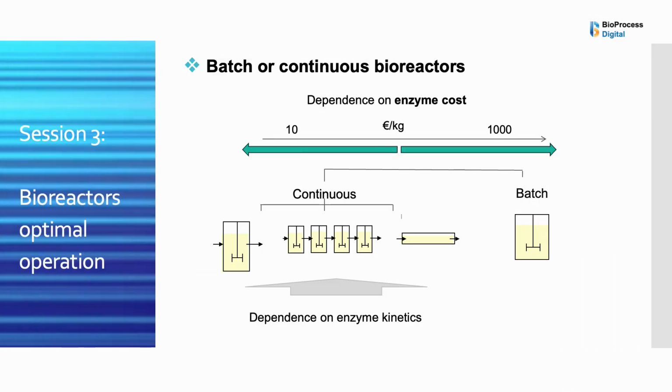Compared to simple batch operation, continuous processing offers key advantages, including reduced downtimes and consistent, steady-state production. Through bioreactor simulations, the session illustrates how enzyme cost critically influences the choice between batch and continuous operation. You will also explore how the kinetic properties of the enzyme affect the selection of the most appropriate continuous reactor configuration, whether it be a stirred tank, a cascade of stirred tanks, or a tubular reactor.